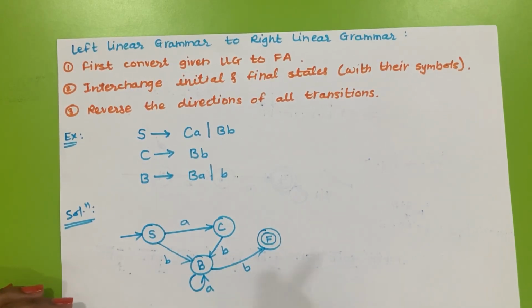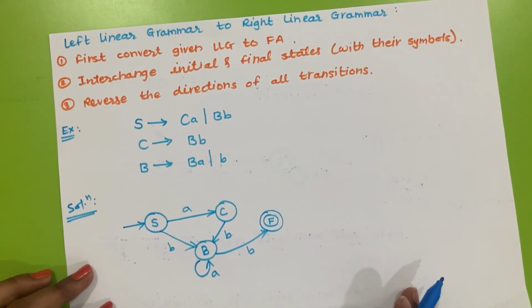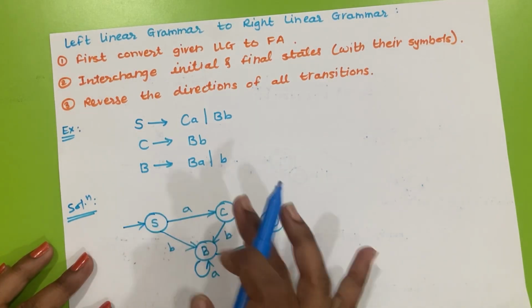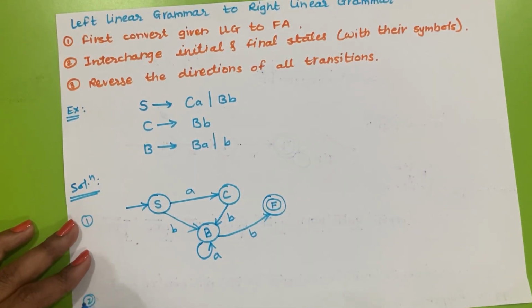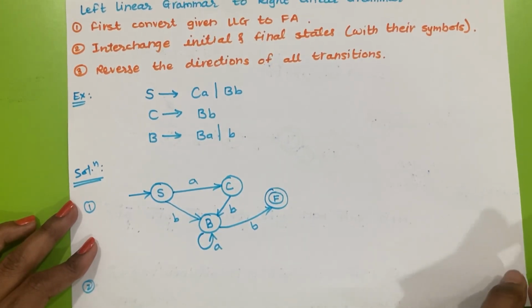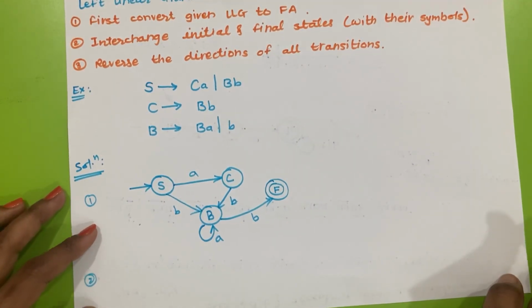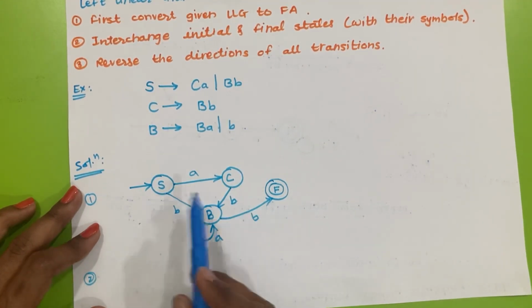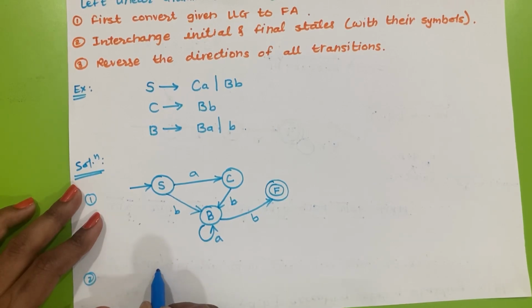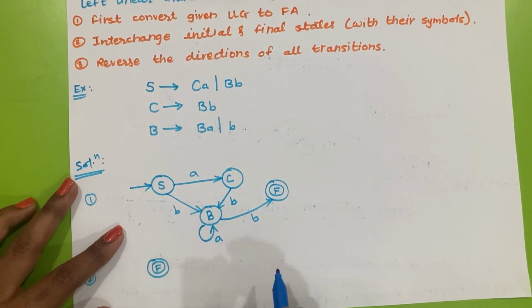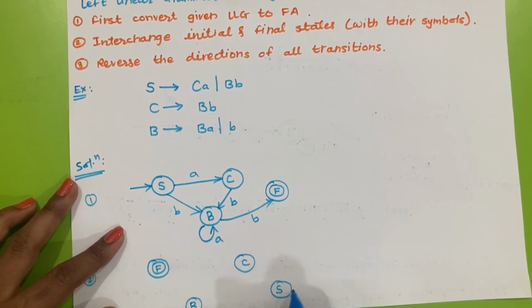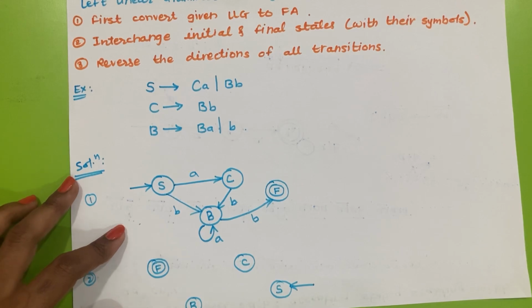Okay. So we have finished with the conversion of left linear grammar to finite automata. This is the first step. Now second step, we have to interchange the position of start state to final state. So interchange the position of these two. So here I will write F, then C, then B, and here will be the start state, that is S.